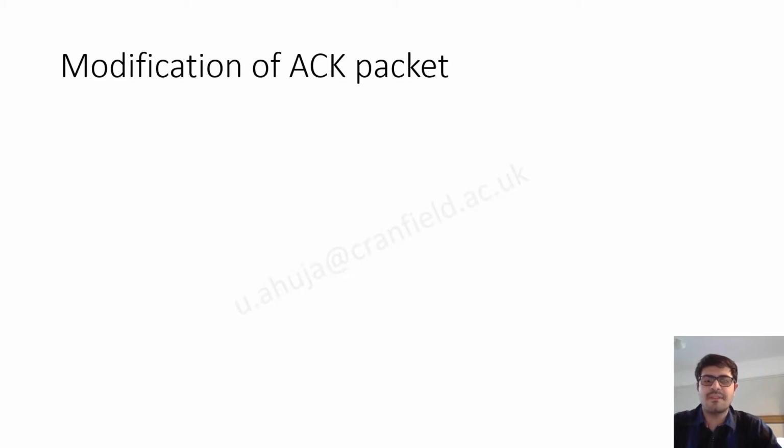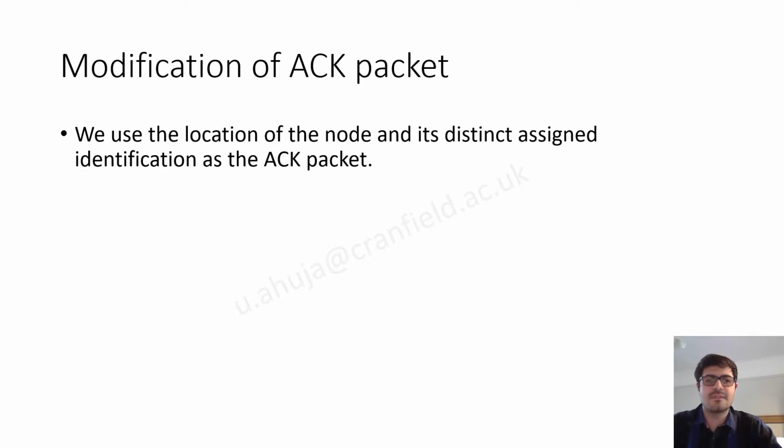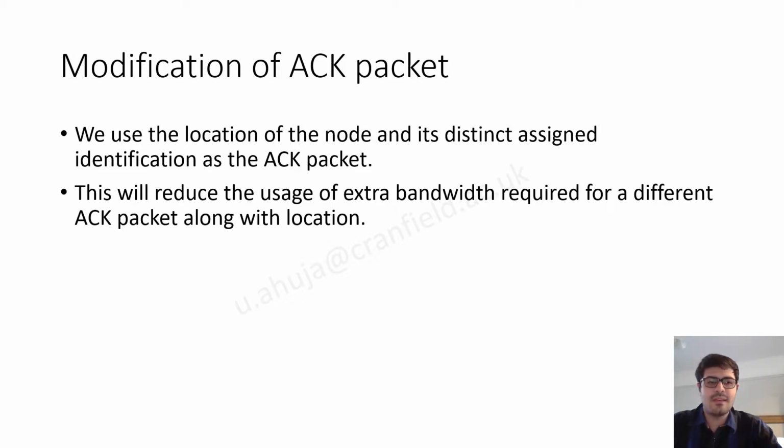The modification of the acknowledgement packet is as follows. We use the location of the node and its distinct assigned identification as the acknowledgement packet. We reduce the usage of extra bandwidth required for a different acknowledgement packet along with location. So instead of giving an acknowledgement packet along with the location as a complete bigger packet, we have modified the acknowledgement packet as a location packet itself.